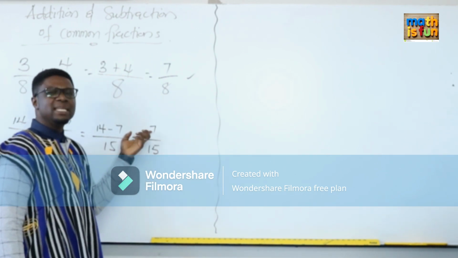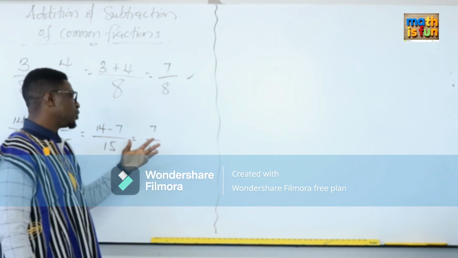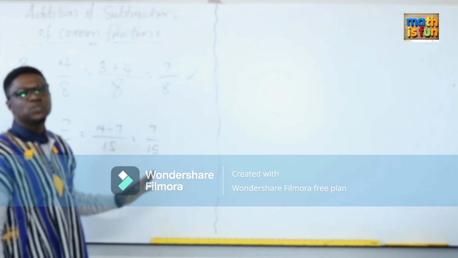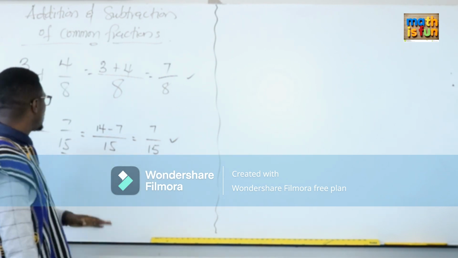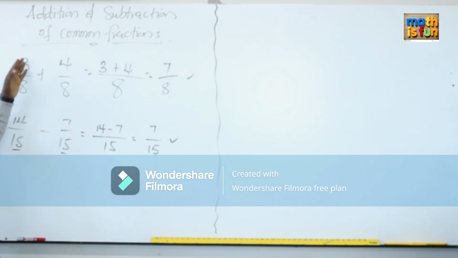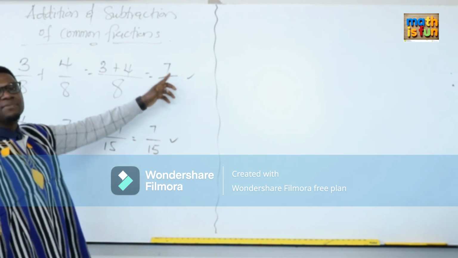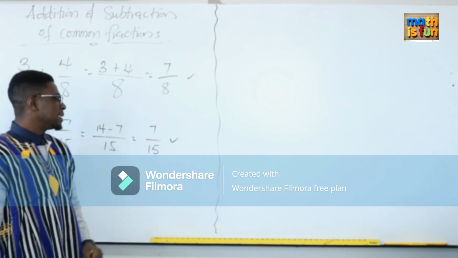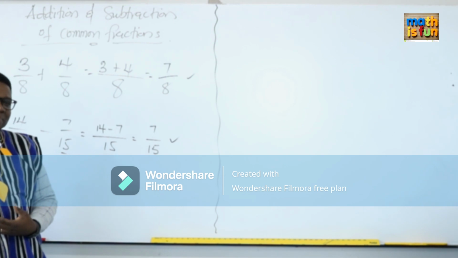Remember again that 7 here is a prime number which cannot divide 15, and there is no number that can divide the 2. The highest common factor that can divide these 2 is 1, so we leave the fraction as this. So adding 3 out of 8 to 4 out of 8 will give us what? 7 out of 8. And subtracting 7 out of 15 from 14 out of 15 also gives us what? 7 out of 15.